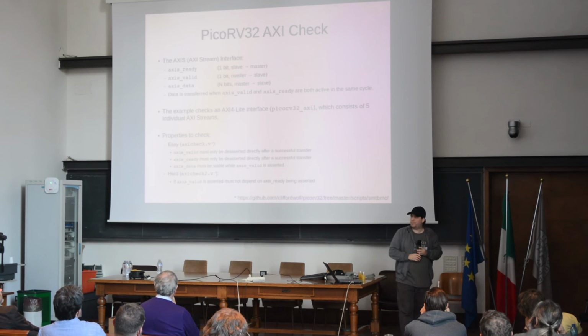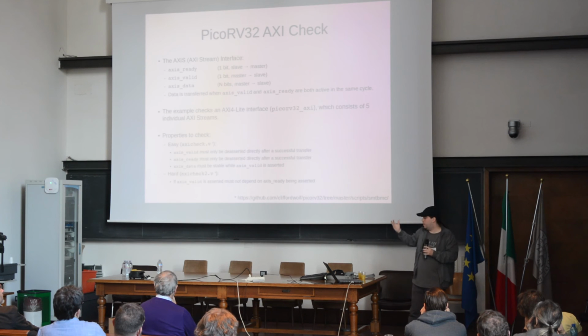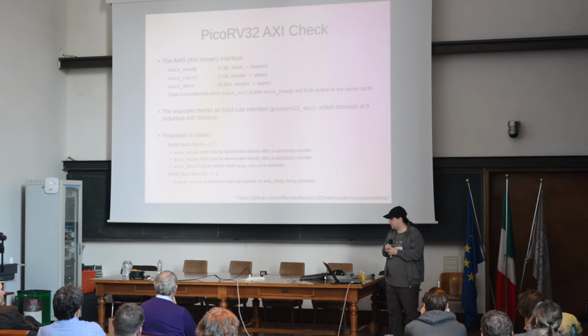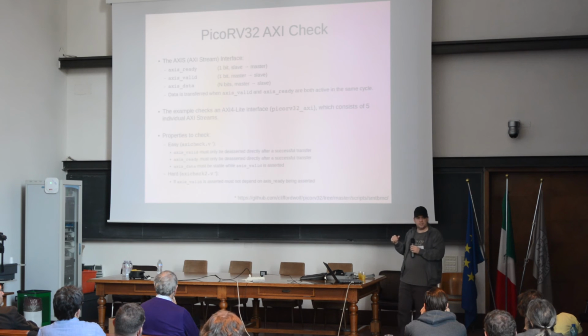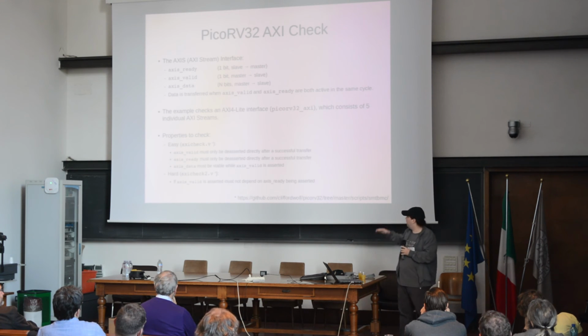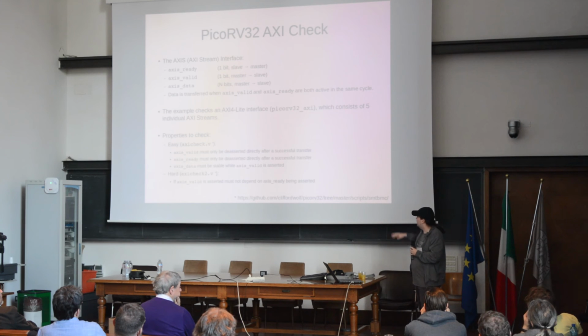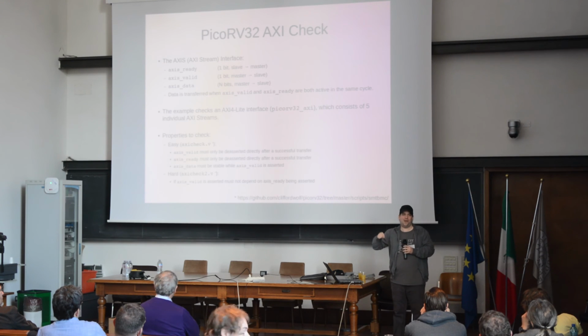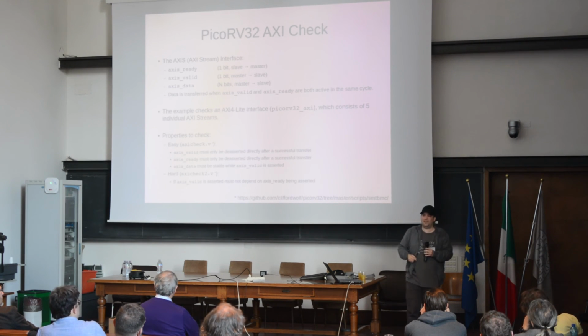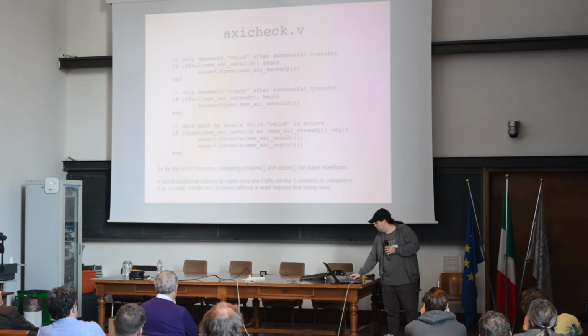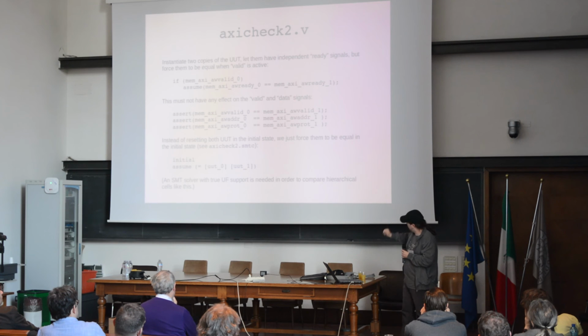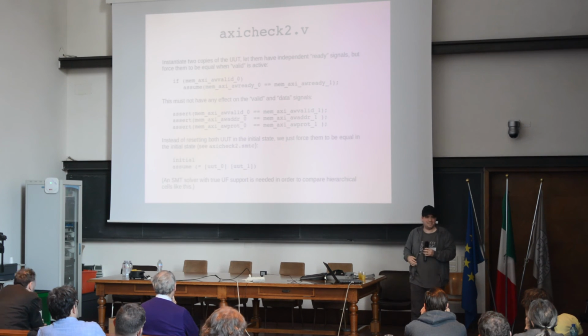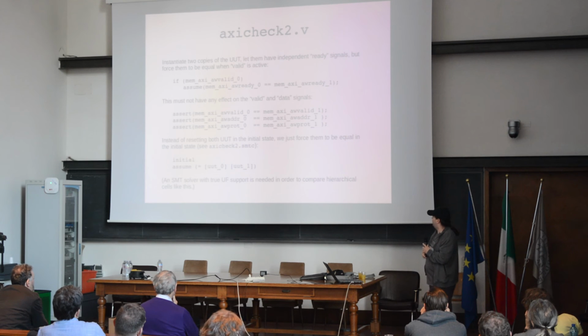I have some examples with PicoRV32 for checking more complicated stuff, like the AXI master interface of PicoRV32. There are a couple of properties you would like to check with an AXI, a couple of easy ones, but also a hard one. The hard one is that a rising edge on axis valid must never depend on a rising edge on axis ready. And that's not so easy to formally verify. But this is the relevant code. It does this verification for PicoRV32.